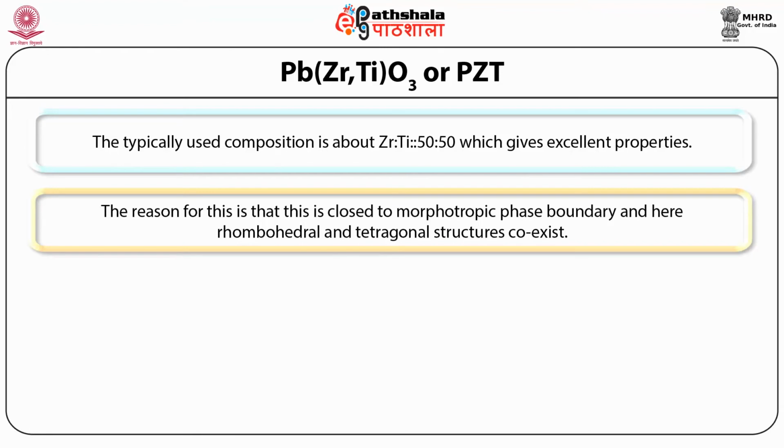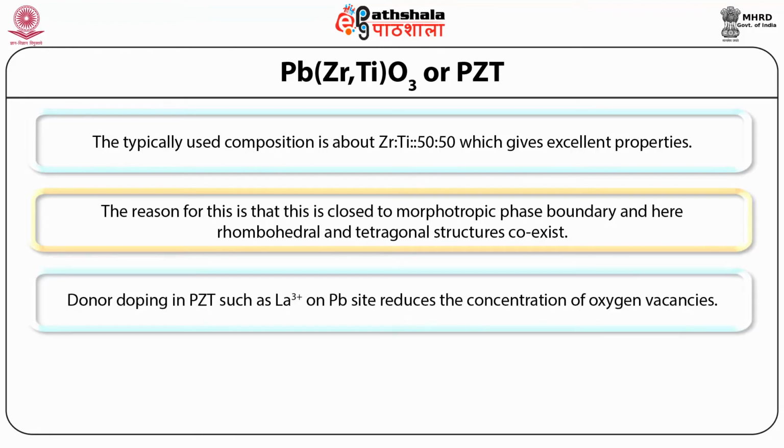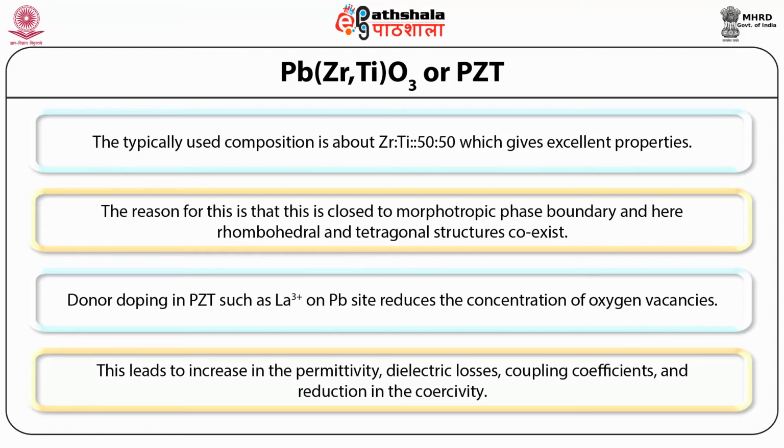The donor doping in PZT, such as lanthanum on the lead side, reduces the concentration of oxygen vacancies. This in turn reduces the concentration of defect pairs, which otherwise impede the domain wall motion. This leads to a noticeable increase in permittivity, dielectric losses, elastic compliance and coupling coefficients, and moreover a reduction in the coercivity.